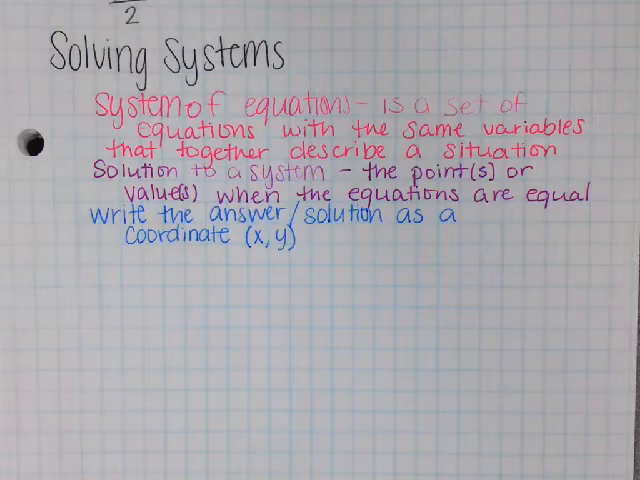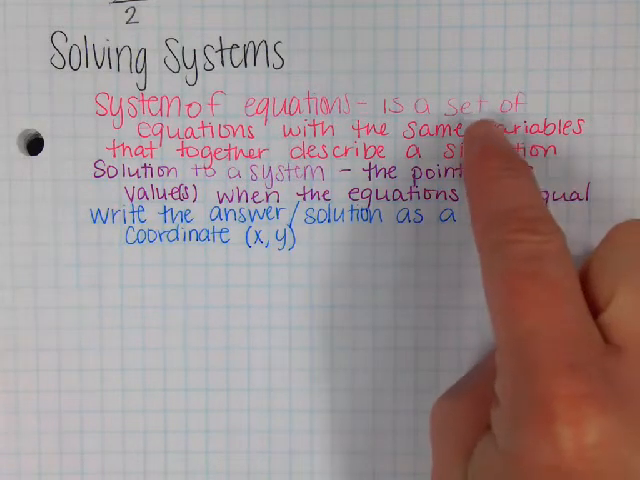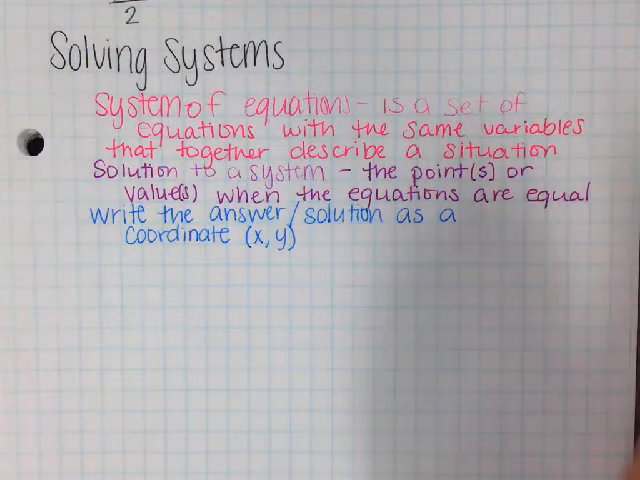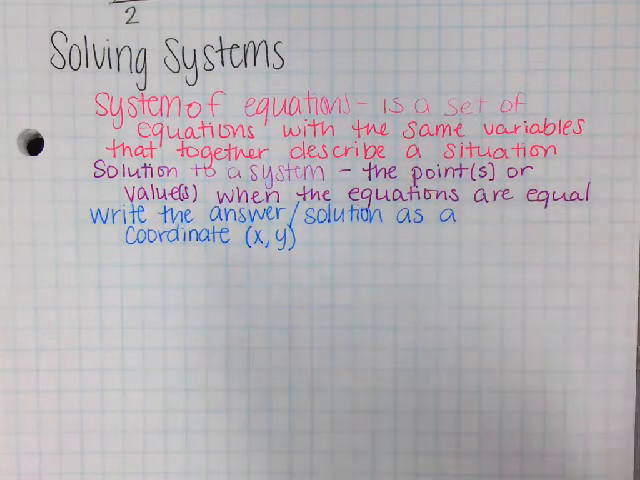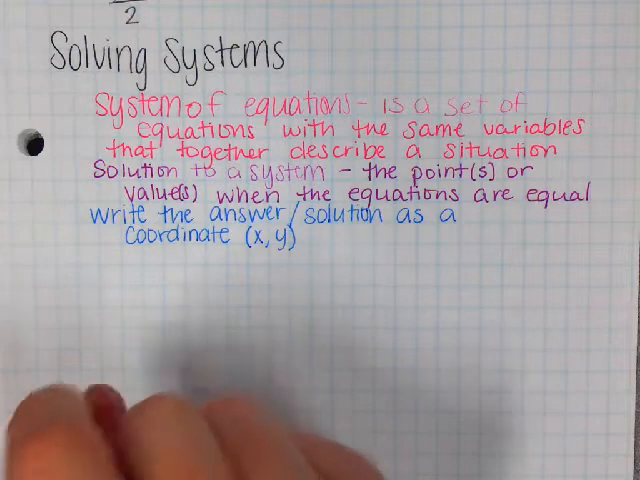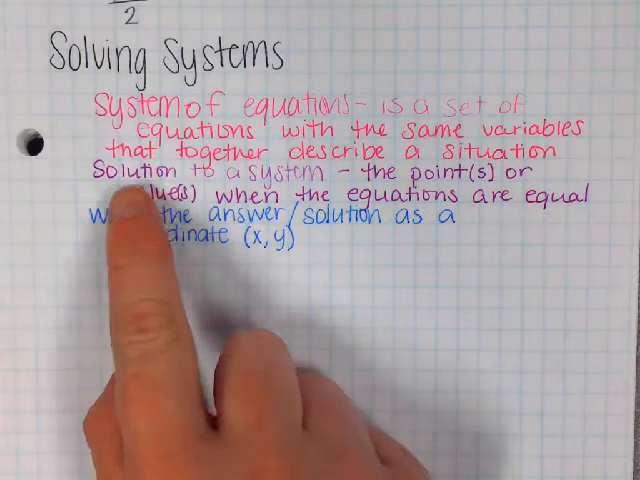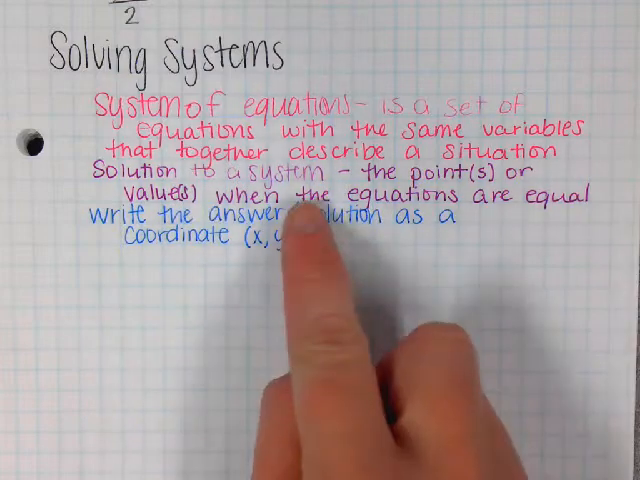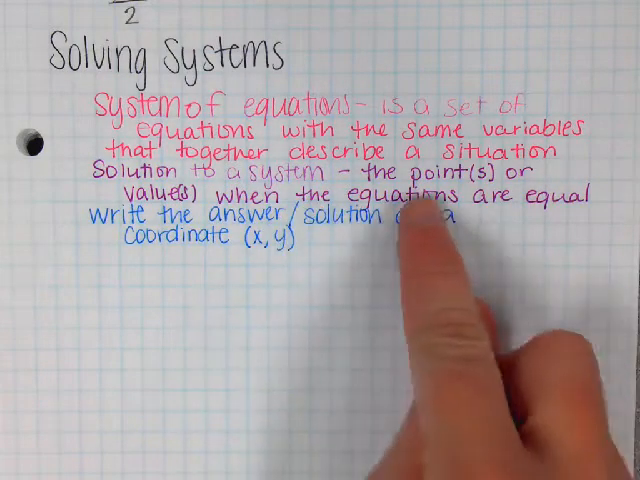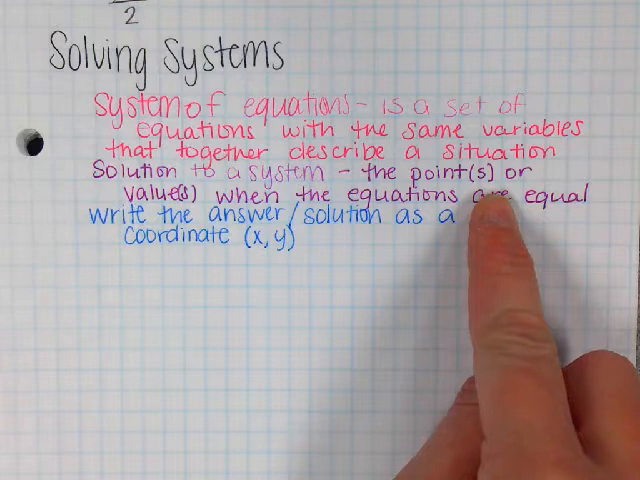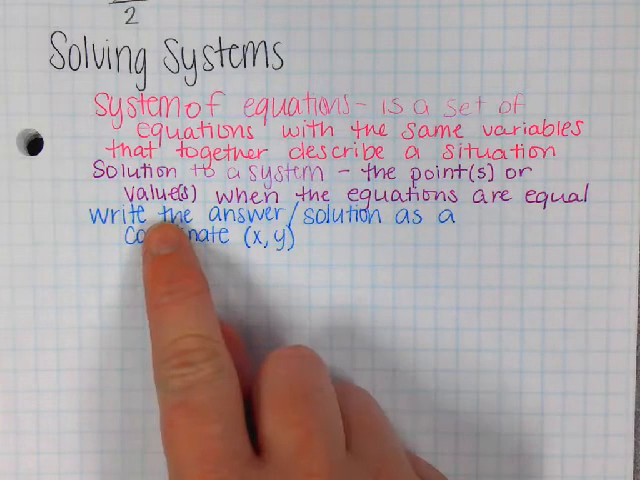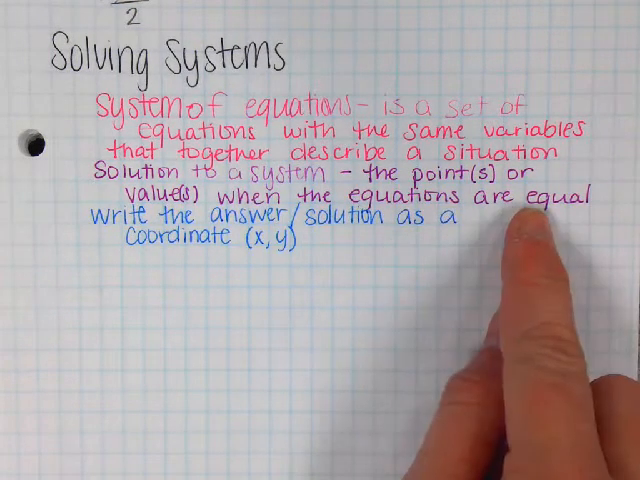So, solving systems. A system of equations is a set of equations with the same variables that together describe a situation. So, you can have two equations, you can have three equations. It's just multiple equations, not just a single equation, where they describe the same situation. A solution or answer to a system, or what we're looking for, is the point or points, because in some cases you can have more than one, or values when the equations are equal.